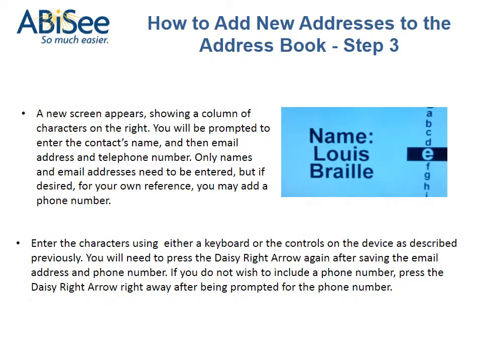How to add new addresses to the address book. Step 3. A new screen appears, showing a column of characters on the right. You will be prompted to enter the contact's name, and then email address and telephone number. Only names and email addresses need to be entered, but if desired, for your own reference, you may add a phone number. Enter the characters using either a keyboard or the controls on the device as described previously. You will need to press the daisy right arrow again after saving the email address and phone number. If you do not wish to include a phone number, press the daisy right arrow right away, after being prompted for the phone number.